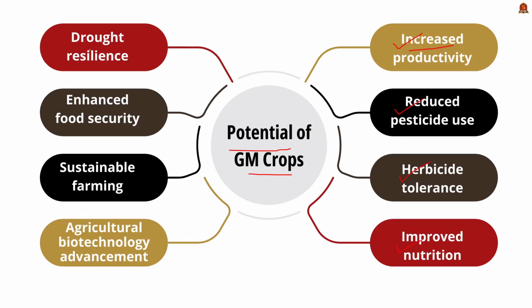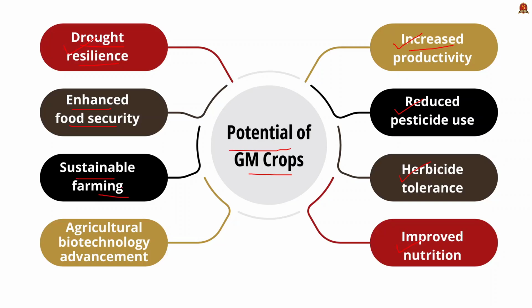Then there is enhanced drought resilience. The Indian Council of Agricultural Research is developing drought resistant crop varieties using genetic engineering. So these crops can be used in drought prone areas to increase the yield and productivity. Then another important advantage is enhanced food security. Since India, as a large nation with a huge population, requires more food and grains, genetically engineered crops can help us. The next important advantage is sustainable farming.